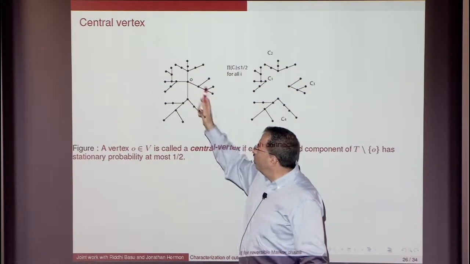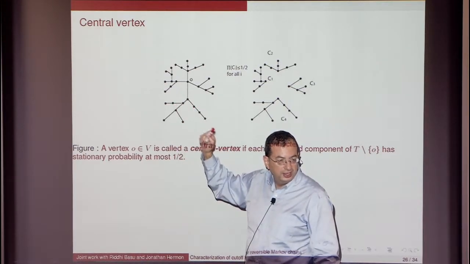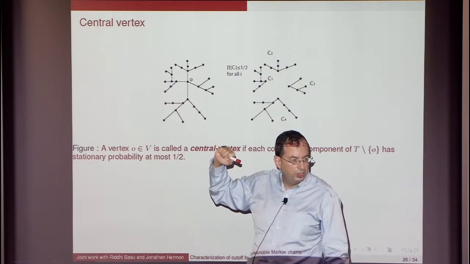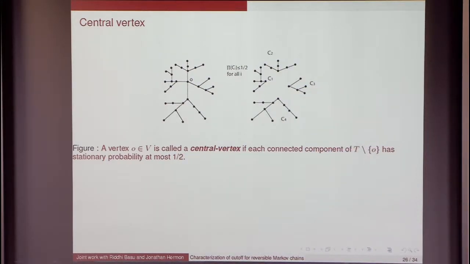A vertex, when you remove it, then all the connected components that result are less than half the tree in stationary measure. Remember, stationary measure here is just proportional to the degrees. In other words, when I remove the vertex and count edges in each of the resulting components, they're less than half the original tree's.